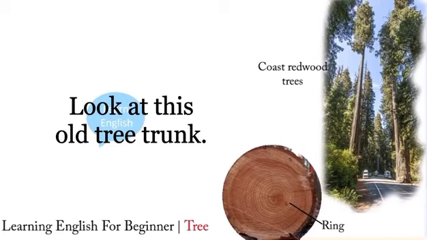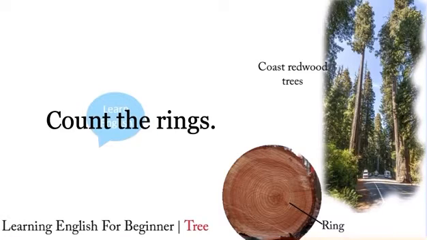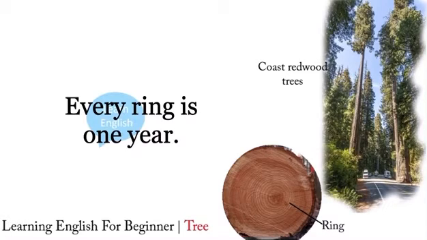Look at this old tree trunk. How old is it? Count the rings. Every ring is 1 year.